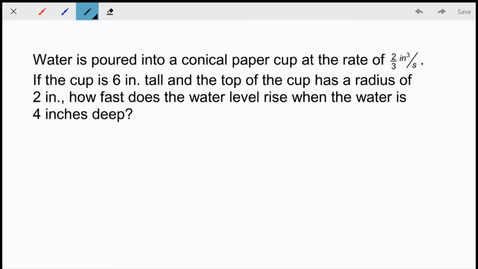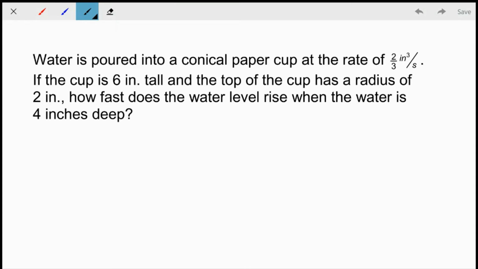So on this problem, it says water is poured into a conical paper cup at the rate of 2/3 inches cubed per second. If the cup is 6 inches tall and the top of the cup has a radius of 2 inches, how fast does the water level rise when the water is 4 inches deep?